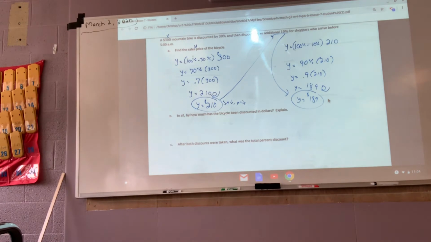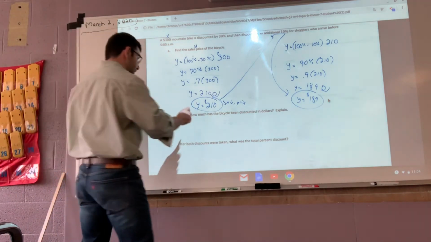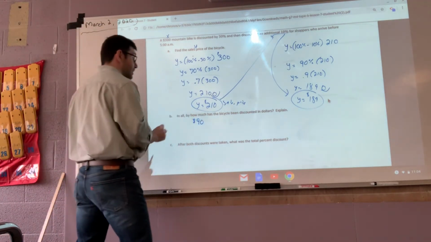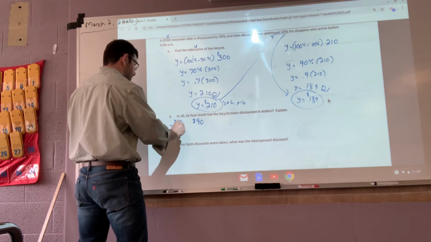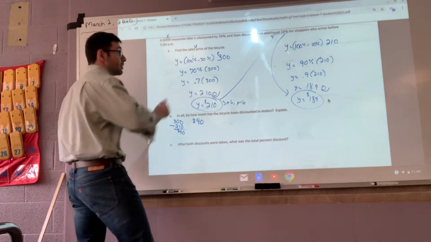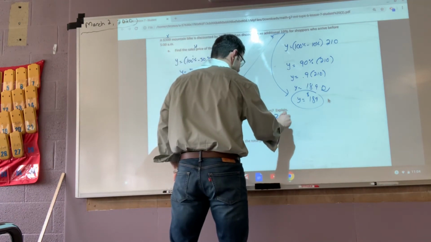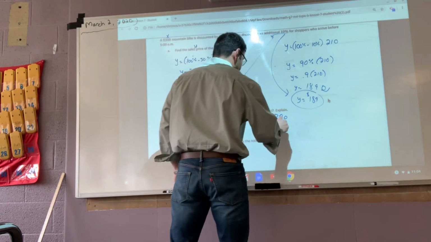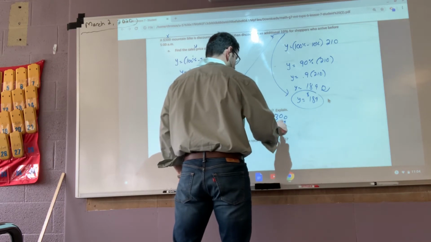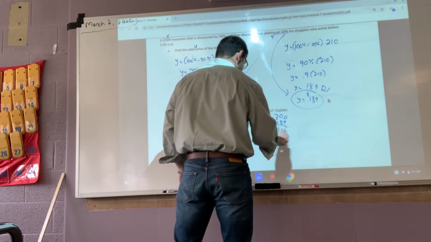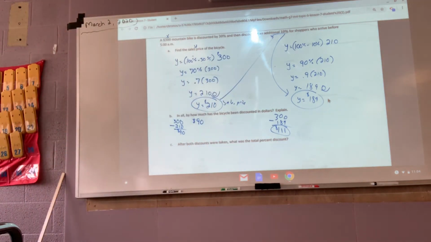There's two different ways that you have to go about that. In all, by how much has the bicycle been discounted in dollars? So here, this one is $90. How did I get that? Well, it started at $300. I subtract 10, which is a $90 discount. For this one, I would do 300, goodness gracious, minus 189. That's going to give me $111 of a discount. Those are my discounts. Okay, so in all, if we're doing the second one, it's down $111.